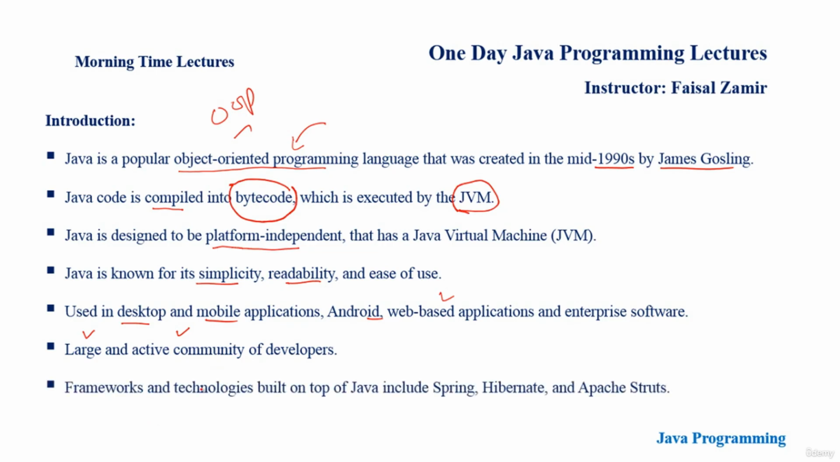Frameworks: different framework technologies built on top of Java include Spring, Hibernate, and Apache Struts. So these are different frameworks that are widely used in the field of development.